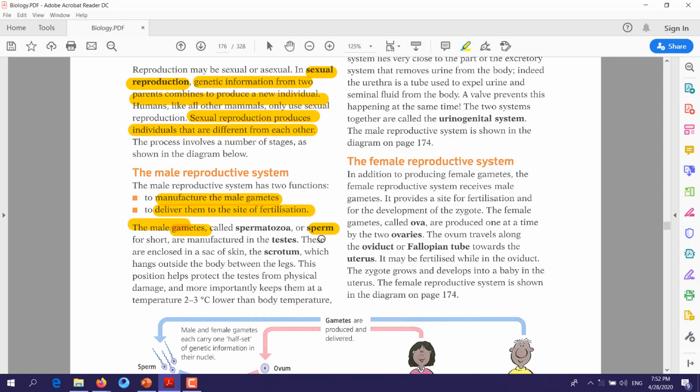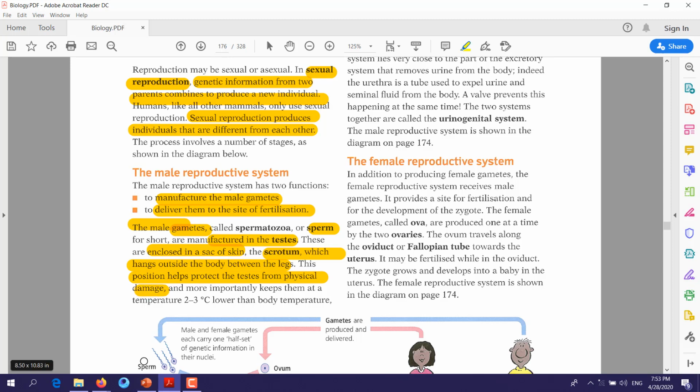Now, where will these sperm be produced? They will be manufactured or produced in the testes. These testes are enclosed in a sac of skin we call the scrotum, which hangs outside the body between the legs. Now, the question is, why is it outside the body? What's the benefit? What is the reason behind this? This position helps to protect the testes from any physical damage.